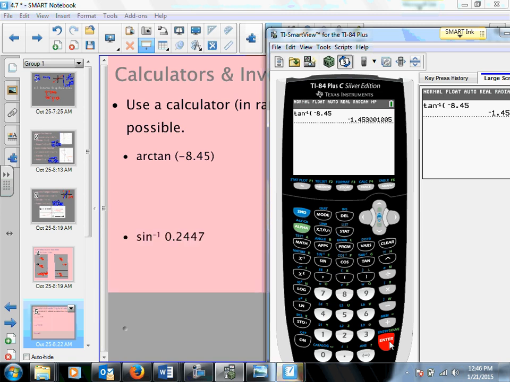Inverse sine of 0.2447. All we have to do is second sine of 0.2447. Okay. And these are giving us radian measures that fall in our range.